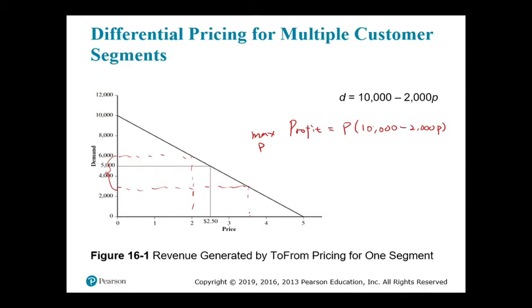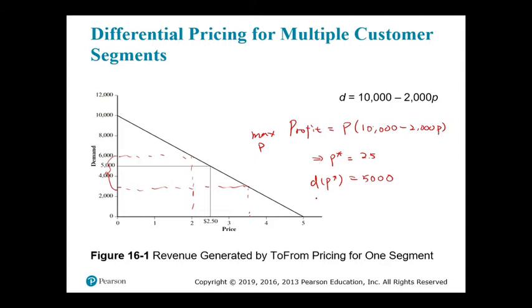And this can be simply done by taking a derivative of this function. So then we'll get that the optimal price is equal to 2.5, as shown on this figure here. And the resulting demand, based on this single price, is 5,000.